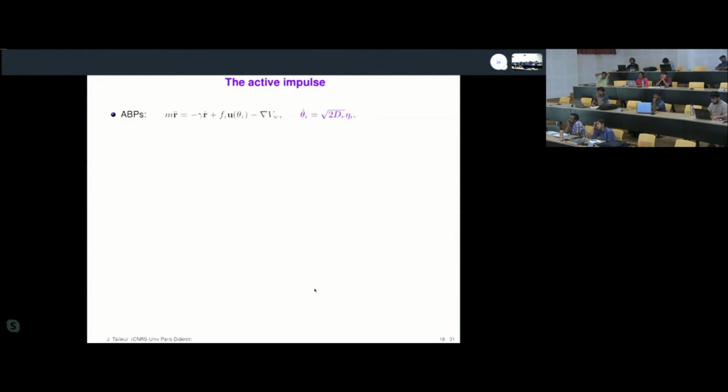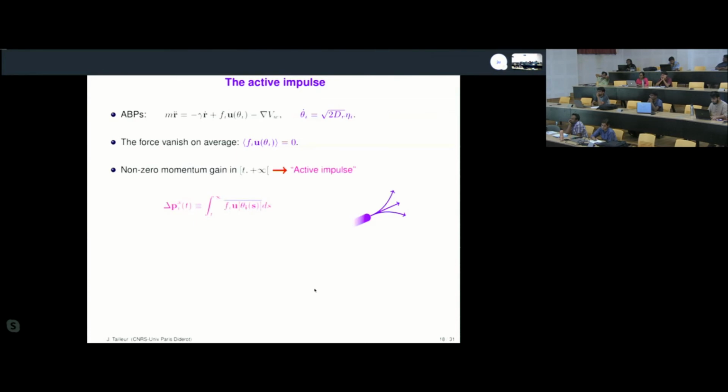And now suddenly there's something a bit surprising. If you look at the dynamics of theta, what you find is that, on average, because theta is just doing a random walk, the average of F_i u(theta) is 0. So if I just follow a particle through time, on average, the force it experiences from the substrate, if it's doing a random walk, is 0, because it's the average of an isotropic number. However, the momentum gain between now and the end of time is something which will not be 0.